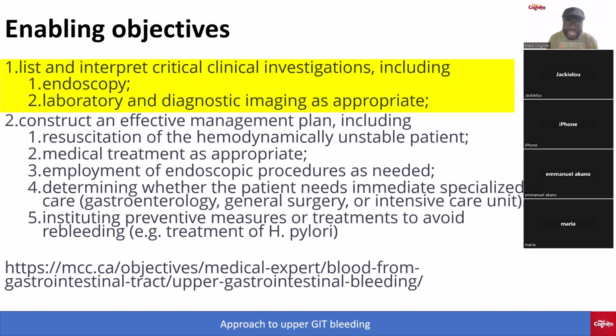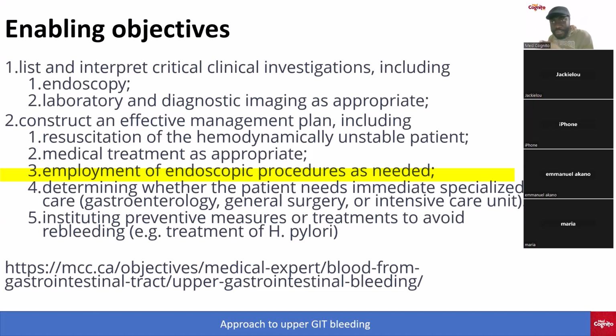List and interpret critical clinical investigations, including endoscopy, laboratory and diagnostic imaging as appropriate, and construct an effective management plan, including resuscitation of the hemodynamically unstable patient as a result of the bleeding. Number 2, medical treatment as appropriate. So if the patient has portal hypertension, is there some medical treatment we can give? If the patient has esophagitis, is there some medical treatment we can give? If the patient has peptic ulcer disease, is there some medical treatment we can give? What medical treatment can we give?